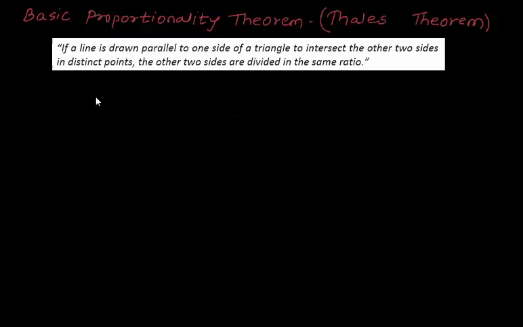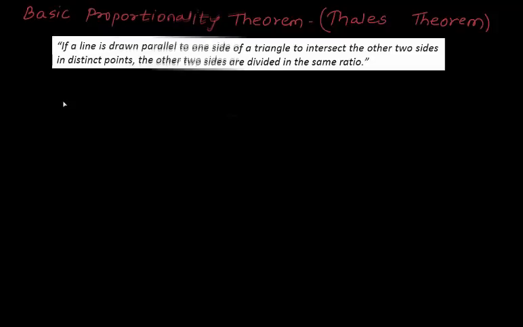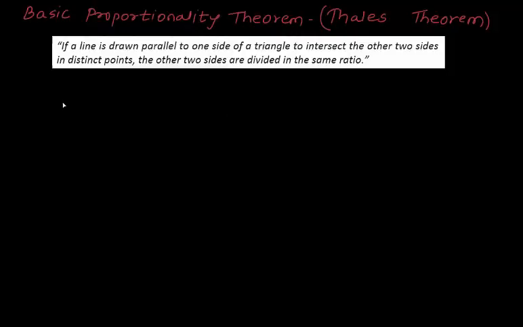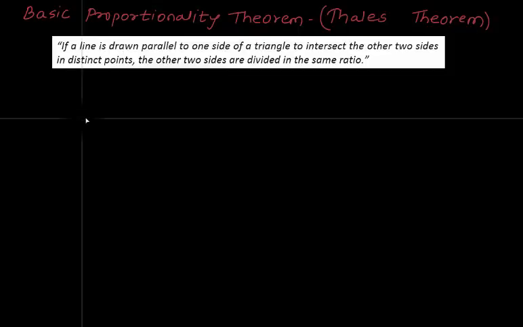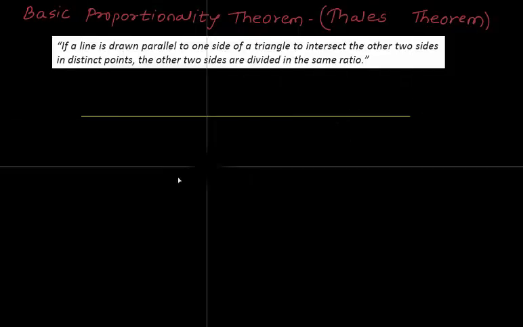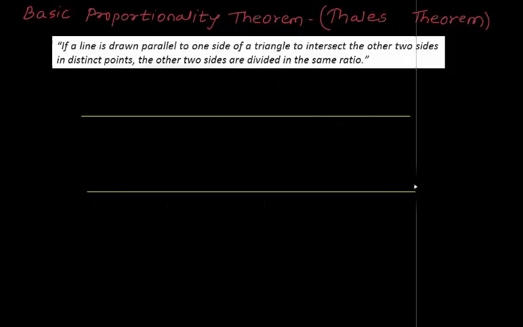So before going into the actual theorem, we'll understand one of the important properties related to the area of a triangle drawn between two parallel lines. This property will be used in deriving the basic proportionality theorem. So let's draw two parallel lines. Now these are two parallel lines.